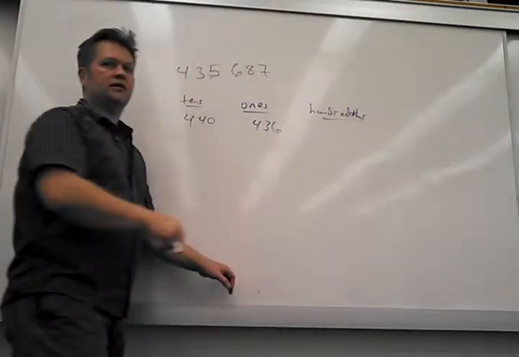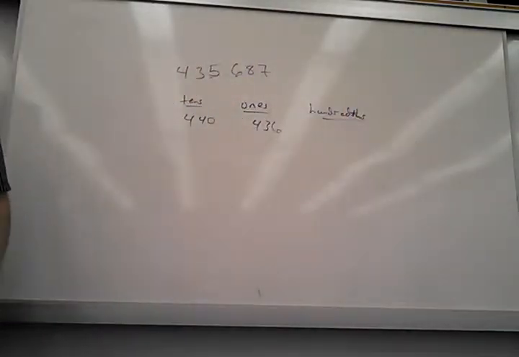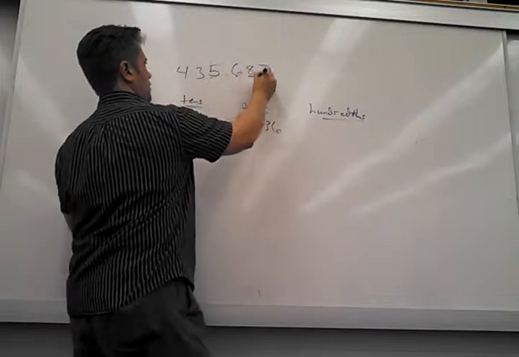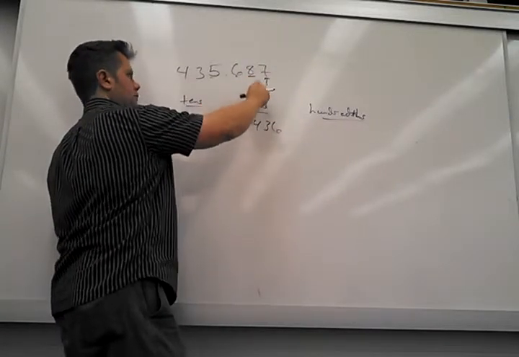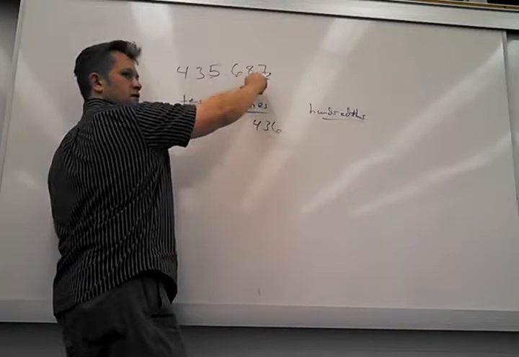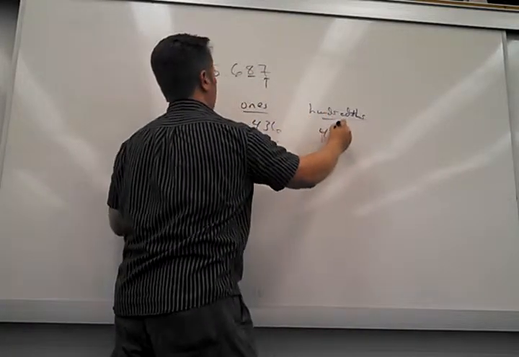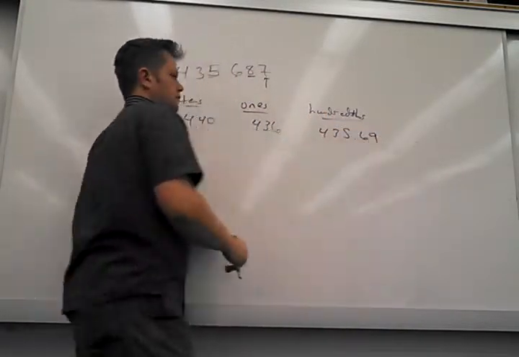what number is in the hundredths spot? 8. So then you look at the next number. You look at the next number, and what's it tell you to do? Put in a 69. So it'll be 435.69.